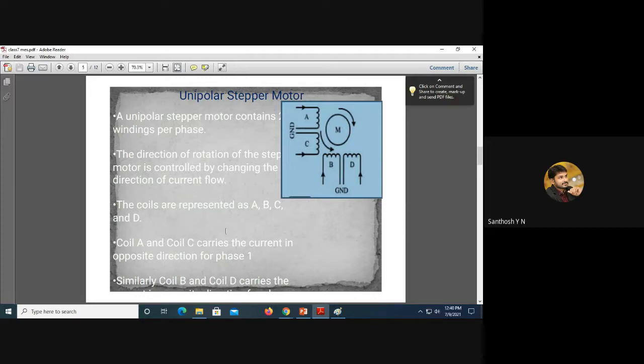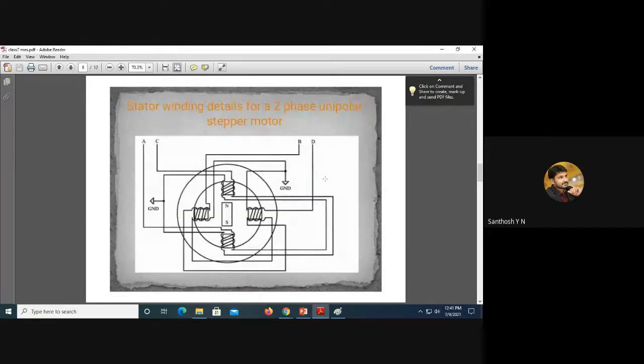Similarly, coil B and coil D carry the current in opposite directions in phase 2. So this is phase 2, and the currents are carried in opposite directions. That is all about a unipolar stepper motor. Coming to the stator winding details for a two-phase unipolar stepper motor. This is called the stator windings details for a two-phase unipolar stepper motor.